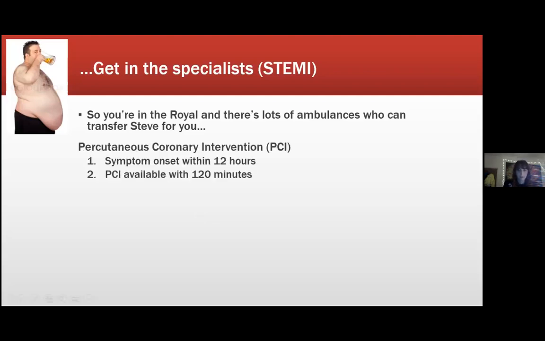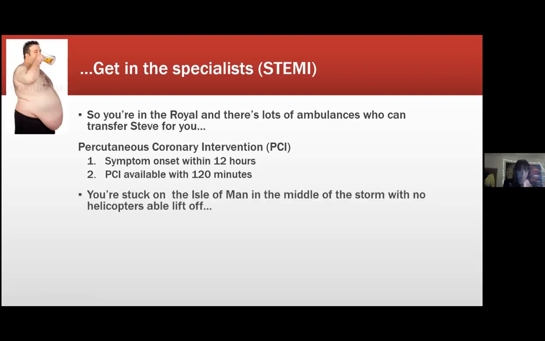and the symptom onset is within 12 hours, then that's the best thing to do for Steve. But sometimes there are other situations. So if you're on the Isle of Man in the middle of the storm and no helicopters can take off and they can't do PCI there, what is the best treatment option for Steve?